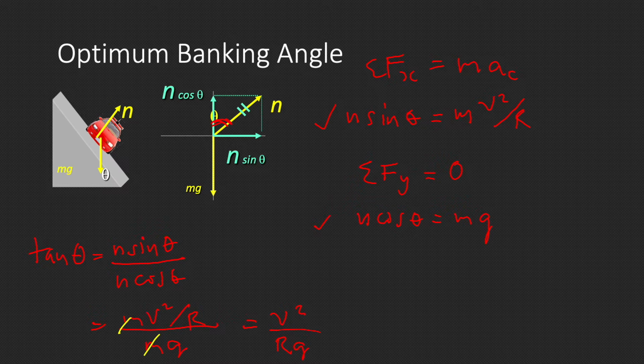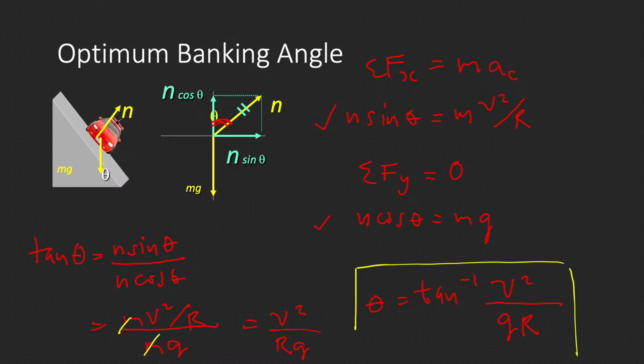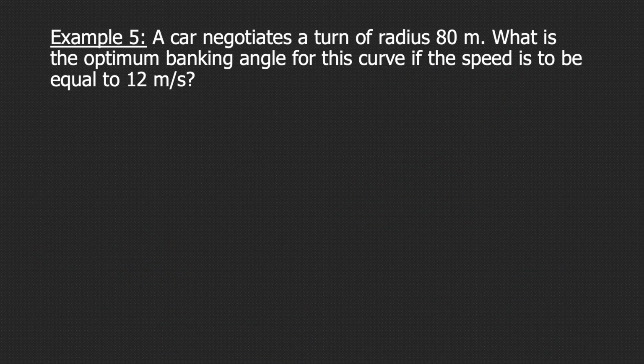And to get theta, theta is equal to the inverse of tangent, of v squared over g times r. So this is the equation for calculating the optimum angle. Again, for getting the optimum angle, we neglect the static friction. Now let's use that equation to solve this problem.